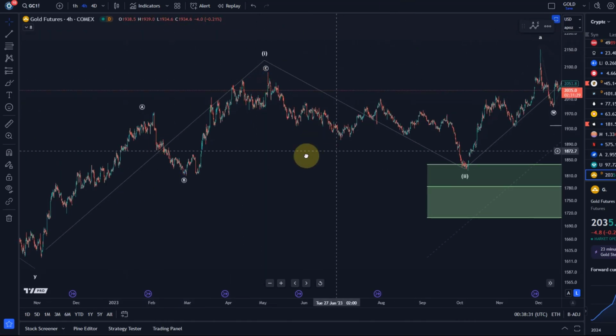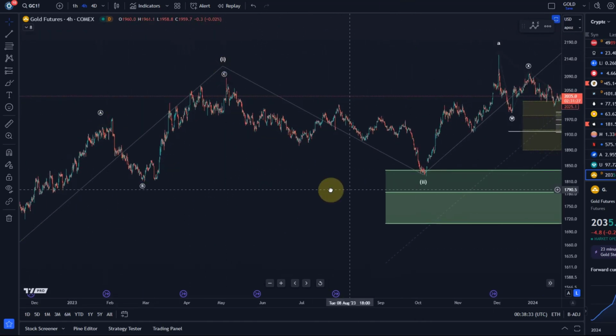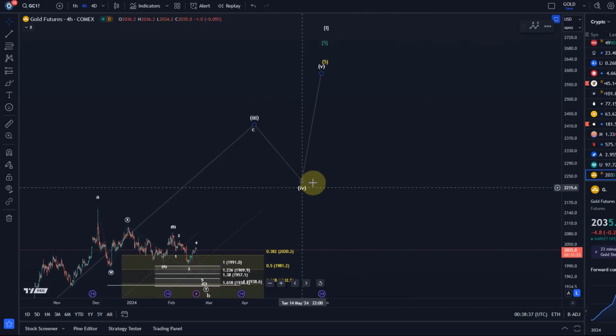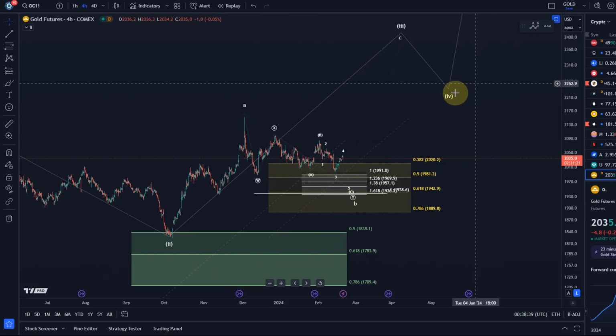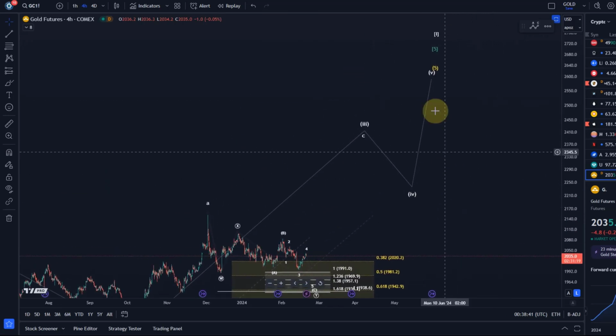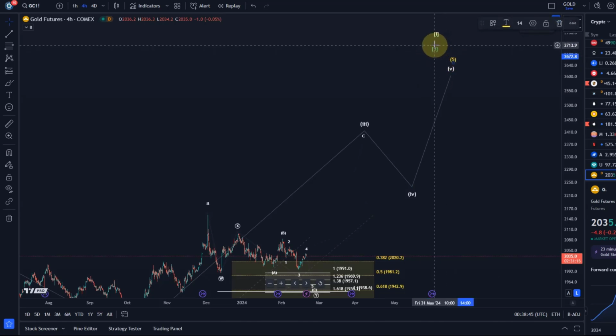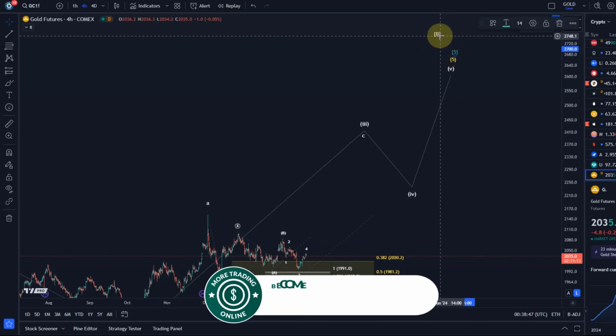So ABC in wave 1, because this works. Then A, B, C in wave 3. And then we should get an ABC in wave 5. This works because we are participating currently in a larger degree 5th wave, and this 5th wave can be an ending diagonal.